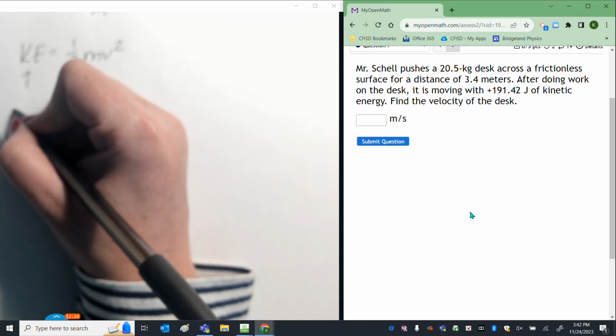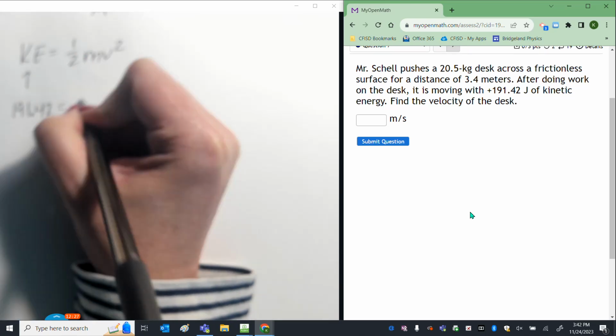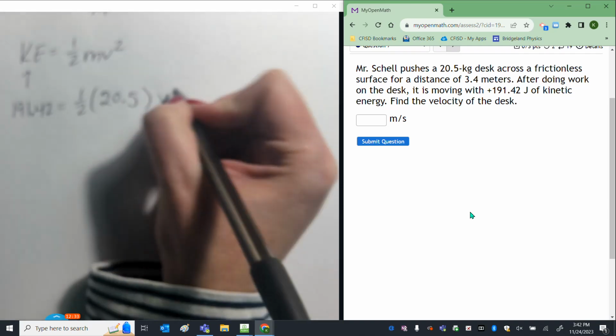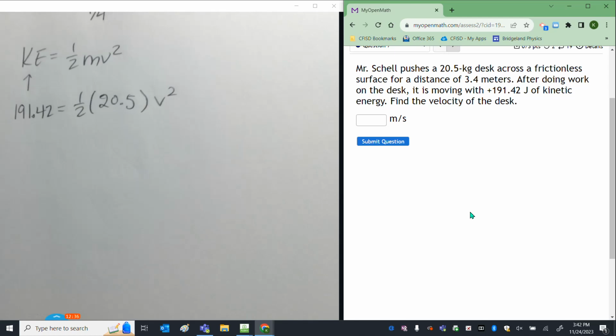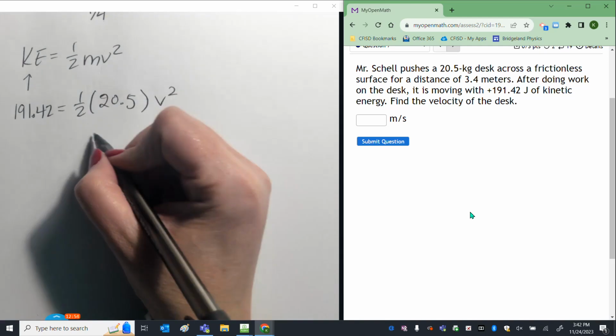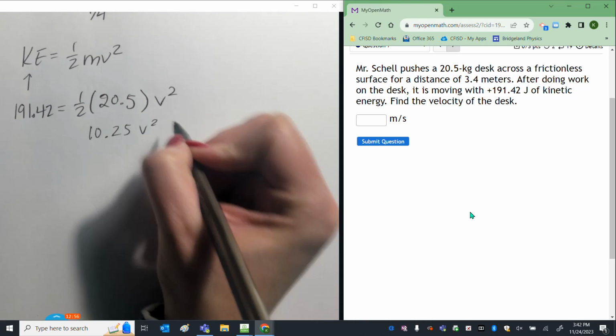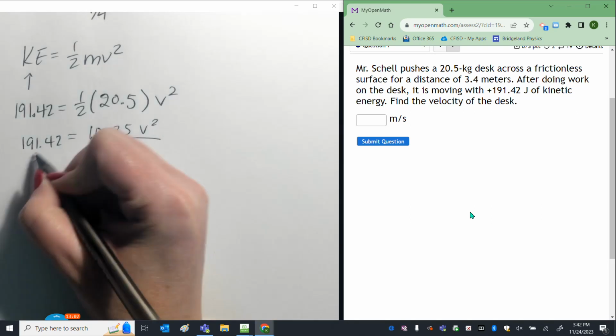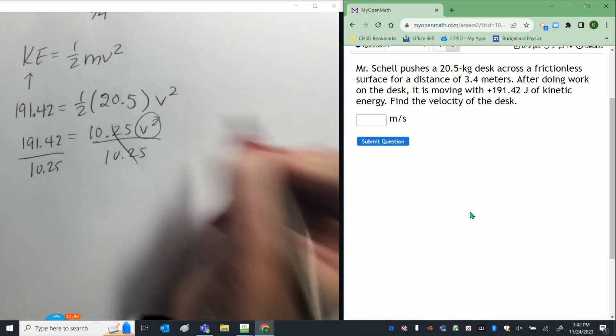It's 191.42. And we know the mass of the desk. It's in the question, 20.5 kilograms. We can solve for the velocity of the desk after it has been pushed. Okay, so if I want to do that, let's go ahead and get half of 20.5 and start there. 20.5 divided by 2 is 10.25. And we're going to divide both sides by 10.25. That's going to be equal to v squared.